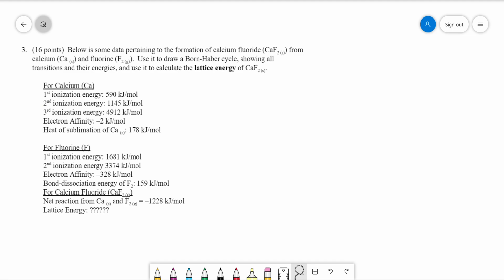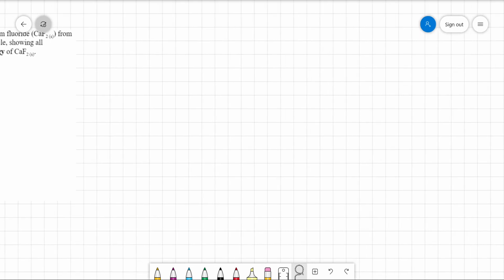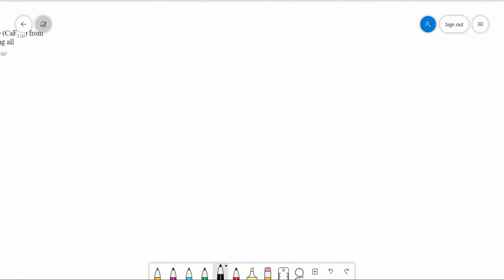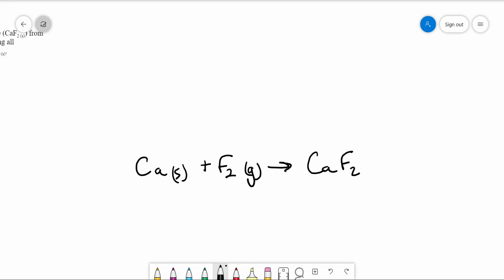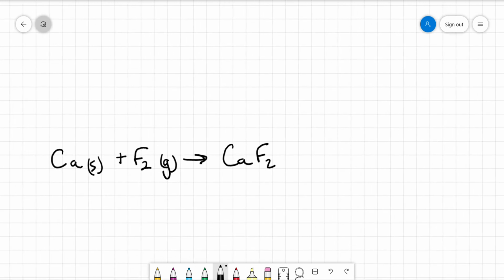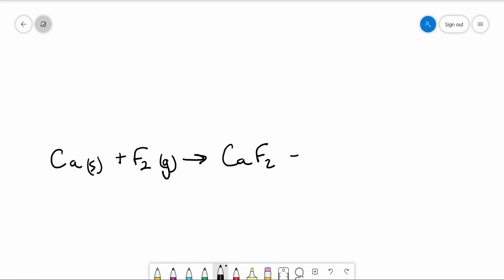All right, so where I always start with these lattice energy problems is I just start by writing the overall net reaction. So we have calcium solid plus fluorine, diatomic fluorine, going to calcium fluoride. And we're given the energy of this reaction. And again, this is the overall net reaction. That's negative 1128 kilojoules per mole.